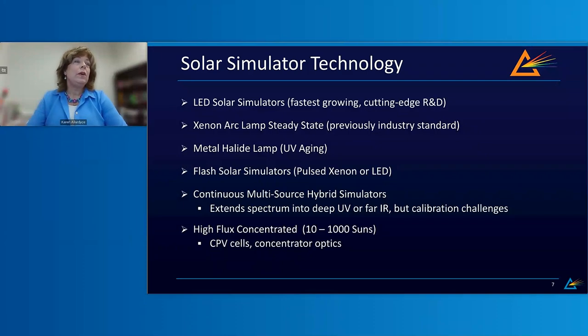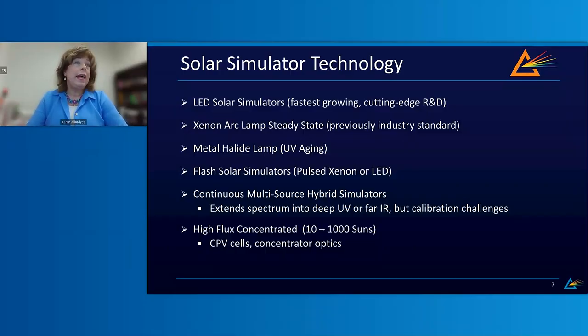So let's talk about what types of solar simulators are out there in the world. There are many. Traditional ones include lamp-based designs, for example, the xenon-arc lamp. The fastest growing for cutting edge research has been the LED-based. They offer a lot of flexibility and special features that we'll discuss in a few minutes.